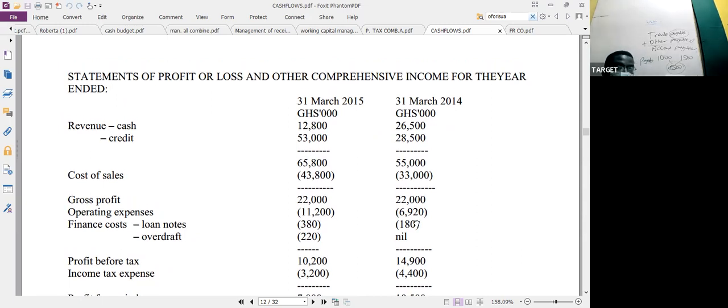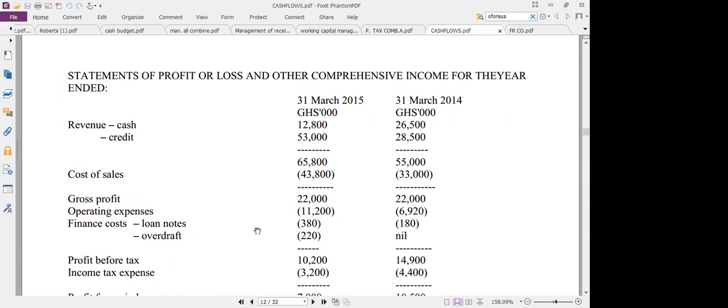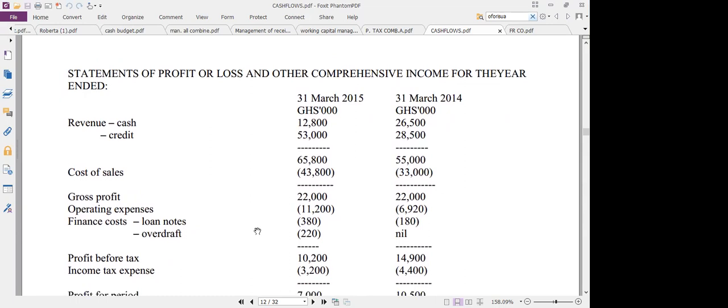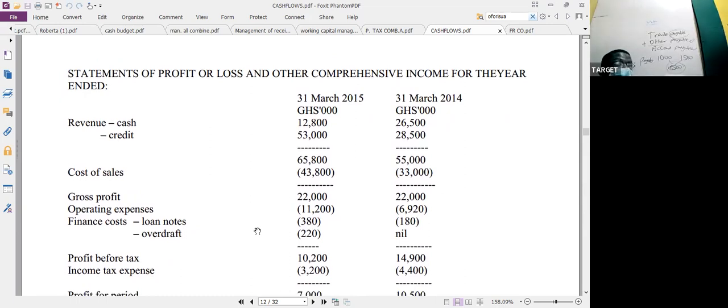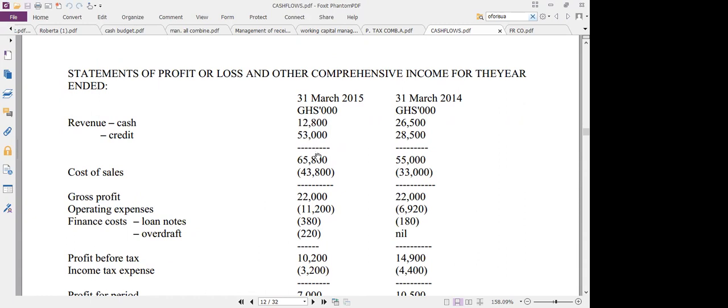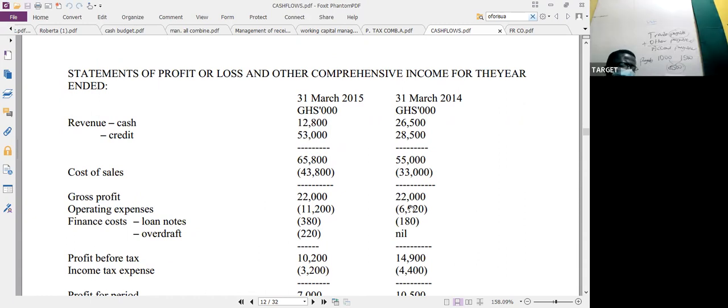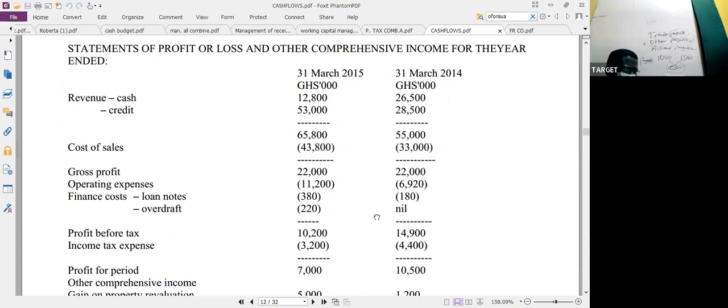380 minus 180, you'll get 200 and come and put it there, because in cash flow you are always finding the difference. With the balance sheet, you always find the difference, forgetting that the balance sheet is a balance. P&L is never a balance, so you can never find the difference. Simple as that. So take note of this.